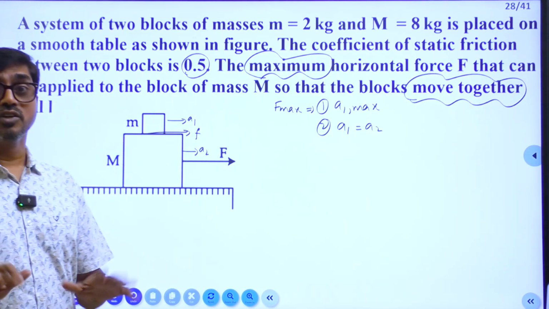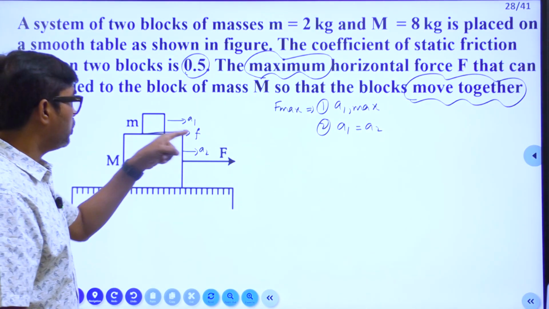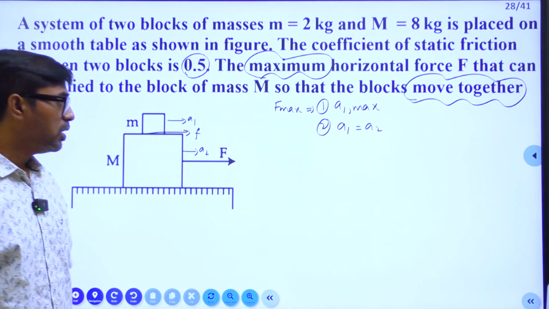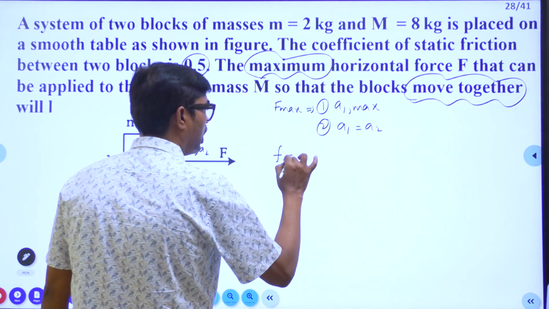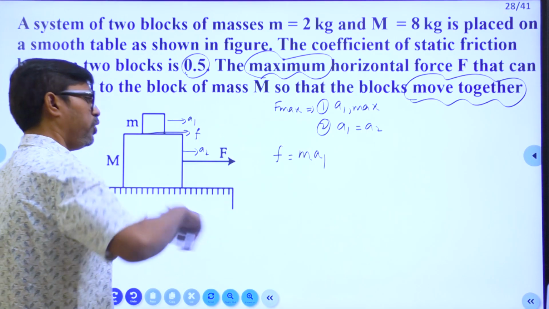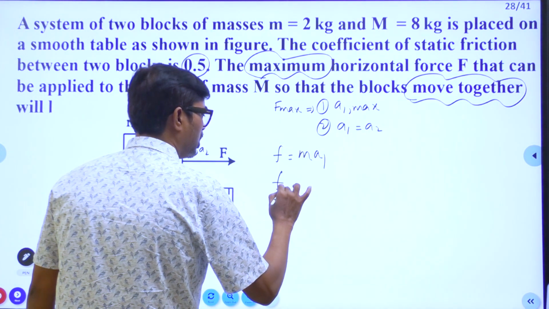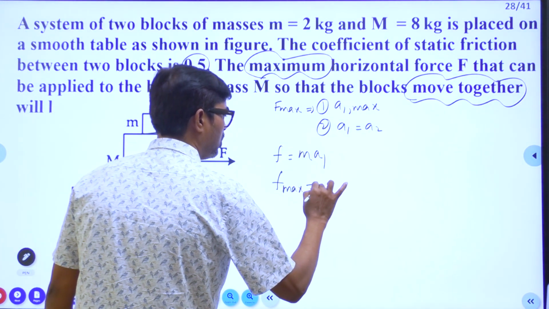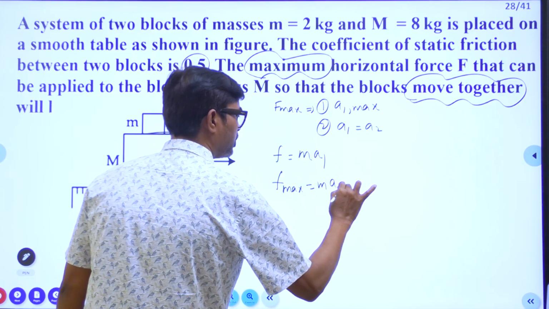So don't think that friction opposes the motion all the time. Here the friction is supporting the motion of small m. So F equal to m into A1. When I go for maximum acceleration, that would correspond to F max, and that is equal to m into A1 max.